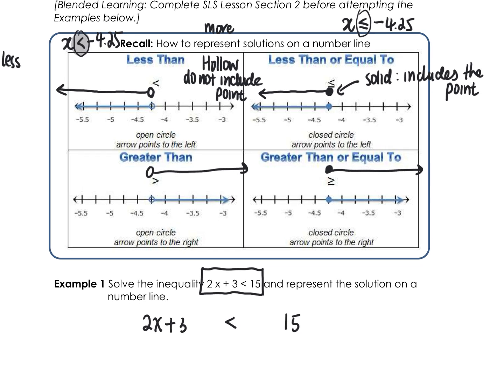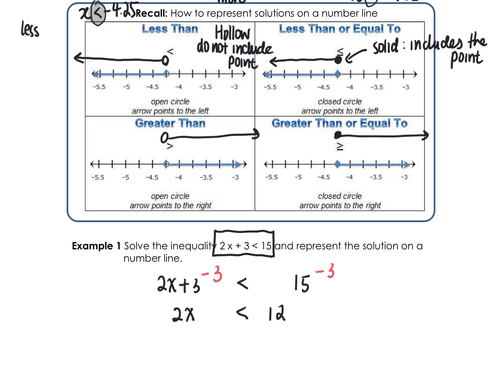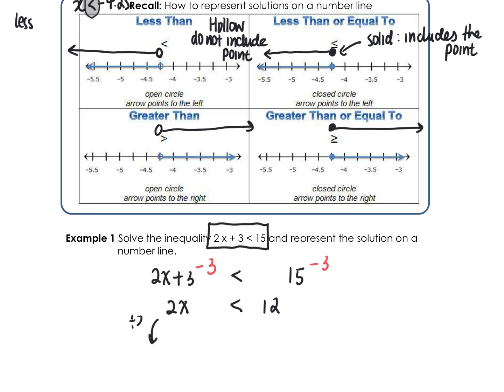Okay, so we will subtract 3 on both sides. We know that subtraction and addition will not change the direction of the sign, so this will stay status quo. And when you divide by a positive number on both sides, there's no change in the sign as well. So x is less than 6. This is the whole solution I want.